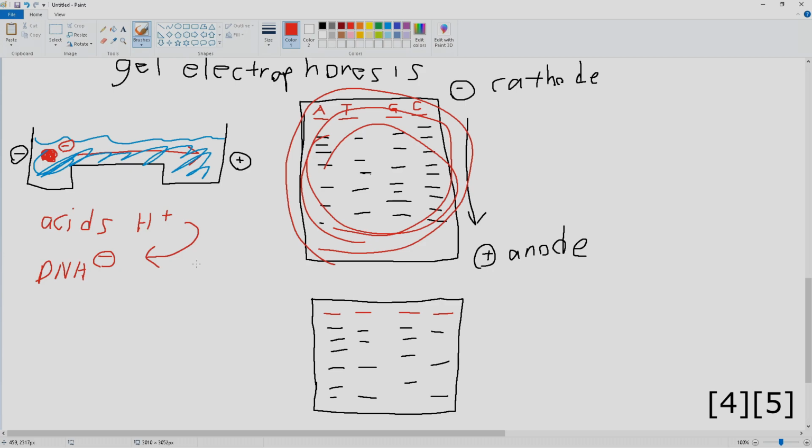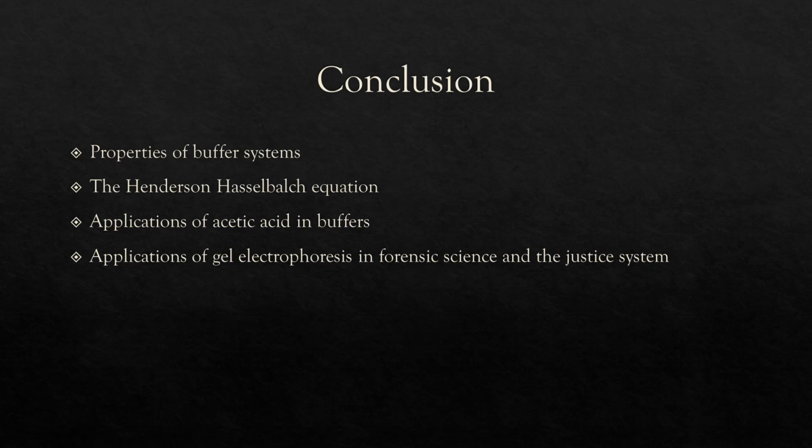And it really just goes so far to show that the chemistry that we learn is really applicable to one of many ways that our society upholds law and order in this case, right? Because of forensic and criminal investigations. So in summary, today we've talked about many things about buffer systems, including their properties, the Henderson-Hasselbalch equation, and its applications in terms of acetic acid in buffers, as well as the application of gel electrophoresis in forensic science and the justice system. So all of these points I've talked about today really show not only how buffer systems work, but how important they are to us for our society to function in very specific areas.